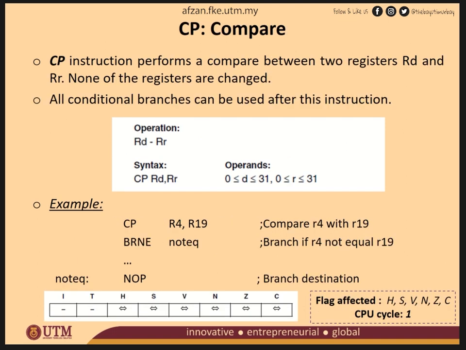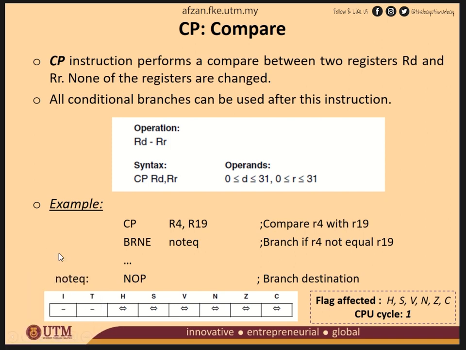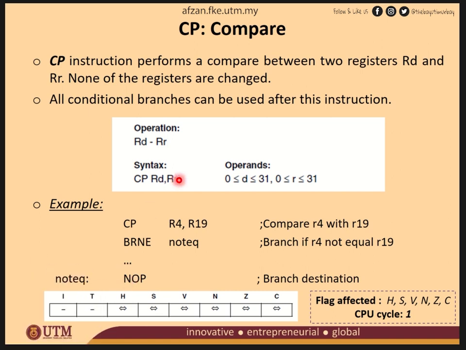Right, next we have the CP. CP stands for compare. This instruction performs a compare between two registers, RD and RR, and none of the registers are changed. The value of the register remains, no change. This is the syntax: CP RD RR, in which your RD and RR can be from R0 to R31. This is the operation RD minus RR.